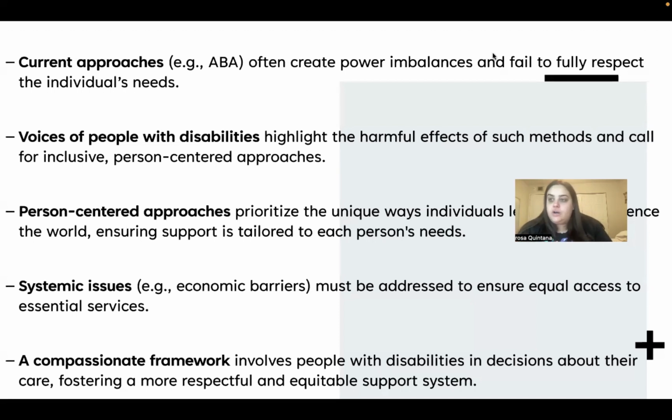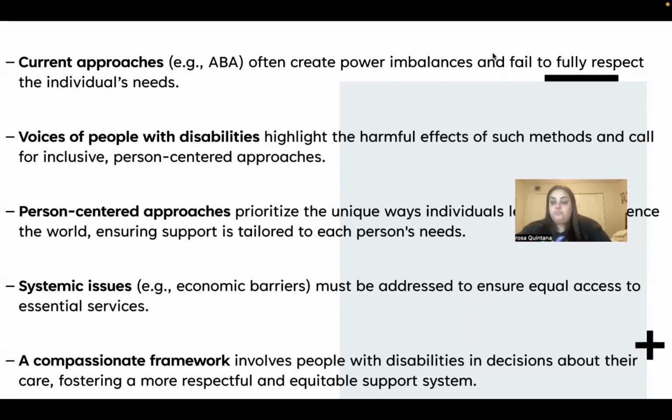So, in conclusion, current therapeutic approaches for people with developmental disabilities, such as ABA, often create imbalances and fail to fully respect the individual's aim for their support. So again, we need to find full support for these individuals on the spectrum, because just like we deserve the support, it's the same way that they deserve the support, whether it comes from love, affection, attention, helping them advocate for themselves, teaching them skills that they need to work on for their day-to-day life and their daily living skills. These are all so important for them to learn.